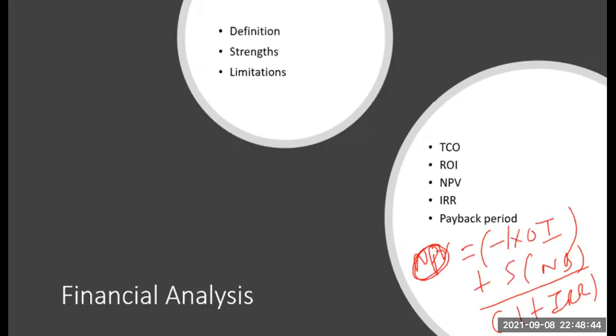So when you put NPV as 0 and substitute all the other values, the original investment and the net benefits, you will get the IRR. So IRR is the rate at which your investment breaks even. That means you have recovered your investment and whatever you get after that is your profit.